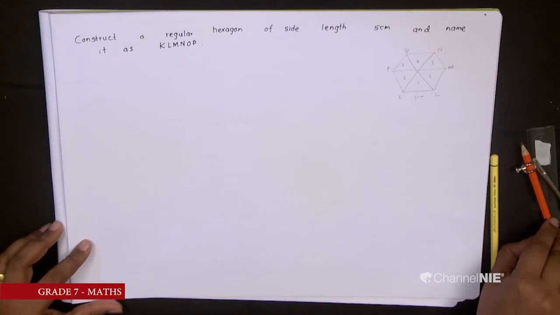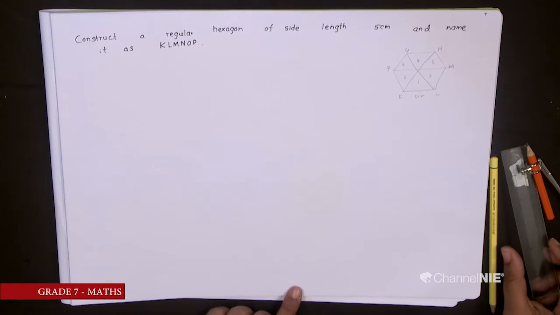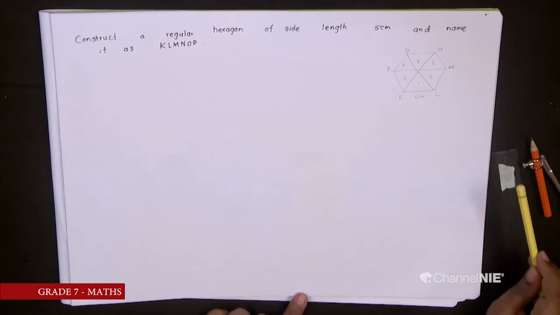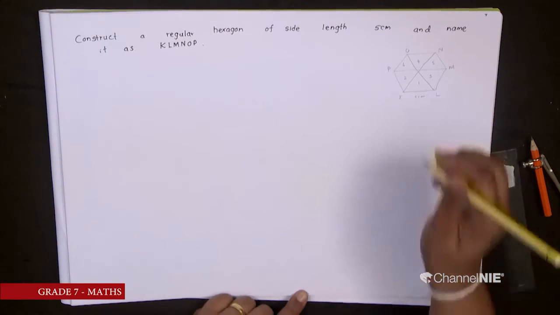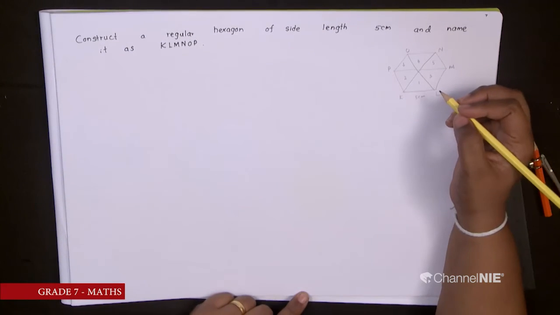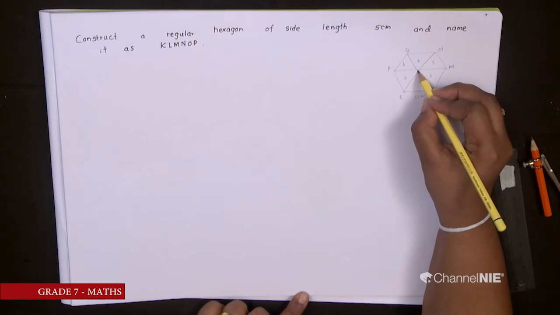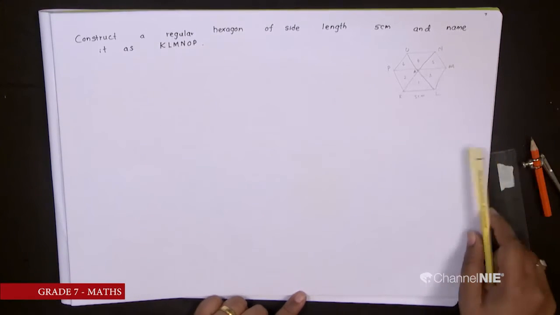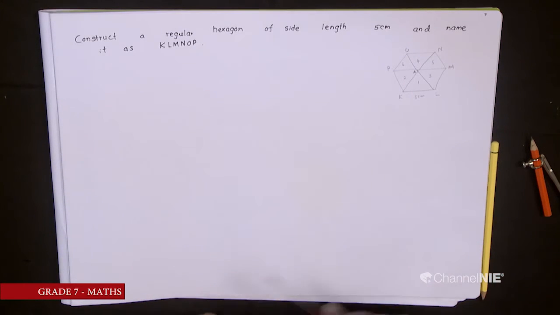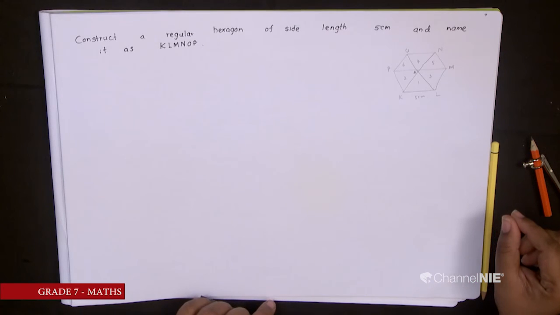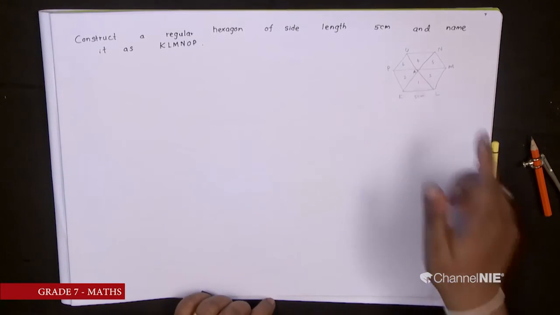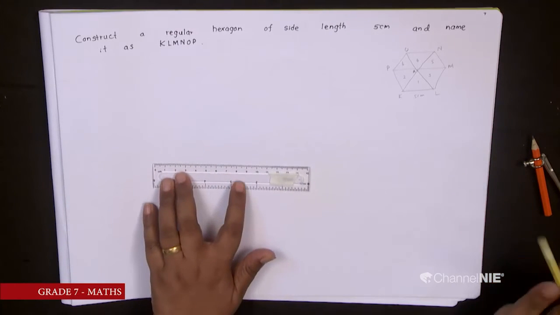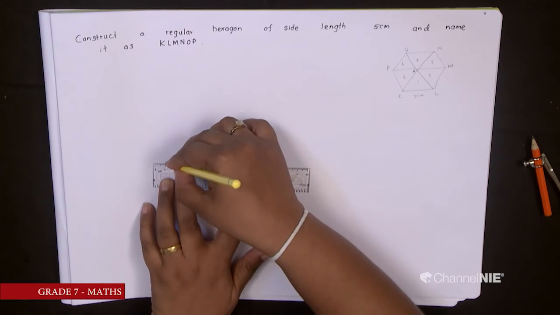Right. So, first of all, I am going to construct the first triangle. Therefore, I need to construct the side KL. For that to be easy, I am going to name this point as A. Right. So, first of all, I am going to construct the triangle KLA. Right. Therefore, first of all, draw a straight line segment.